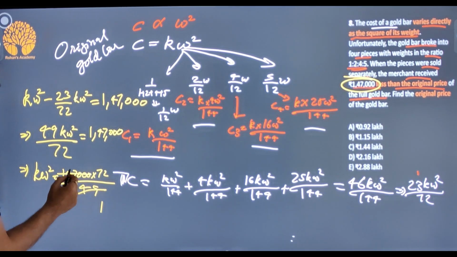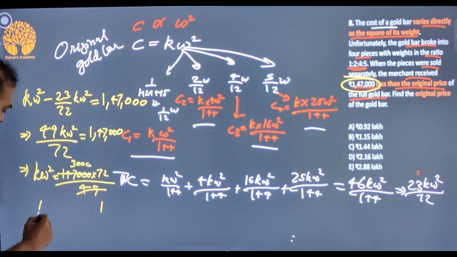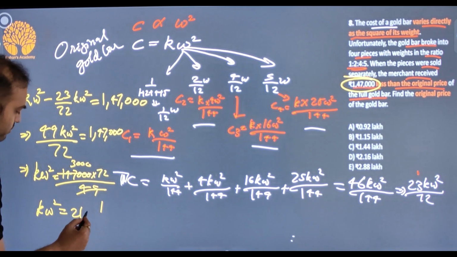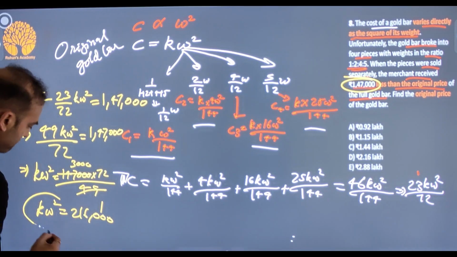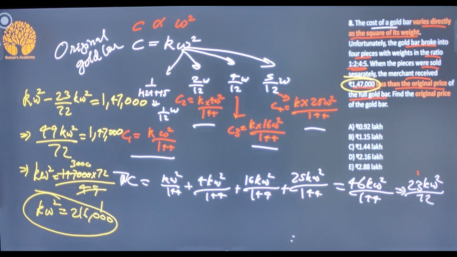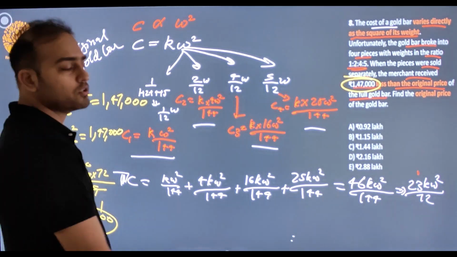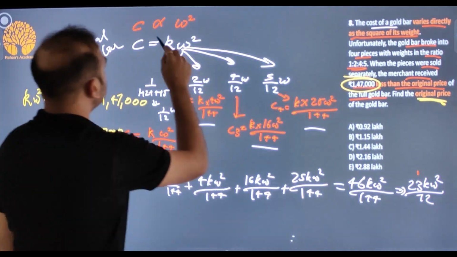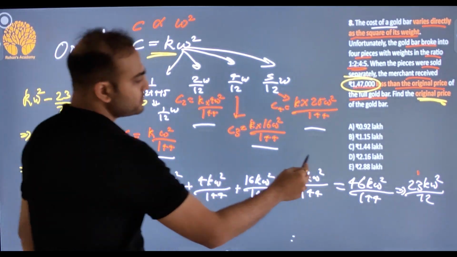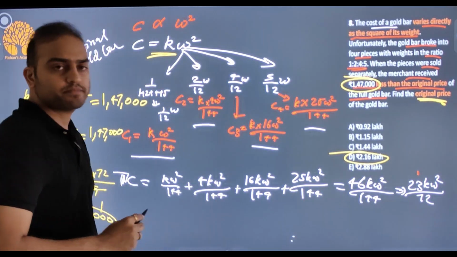If you know the table, this is 3 times 72, so KW square is 216,000. Okay, now you just do the calculation. What are they asking? The original price. The original price is KW square, so it is 2.16 lakhs.